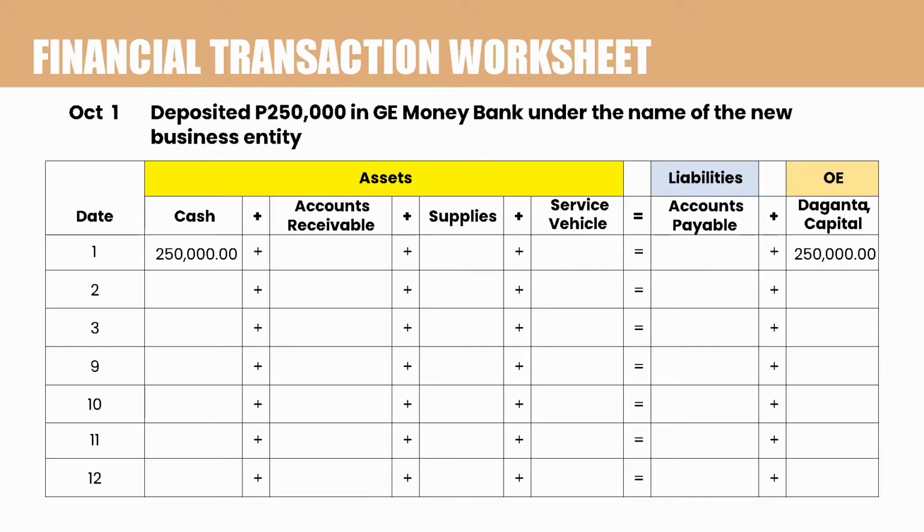So kung makikita nyo, we have entry under assets and entry under owner's equity. So we have equal sa in between assets and liabilities plus owner's equity. So kapag tinignan natin yung equation, siya ay equal. Okay, we have 250 sa ating assets, then 250 din sa ating owner's equity.